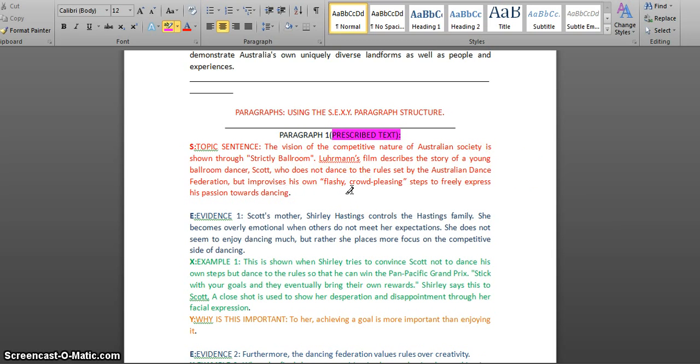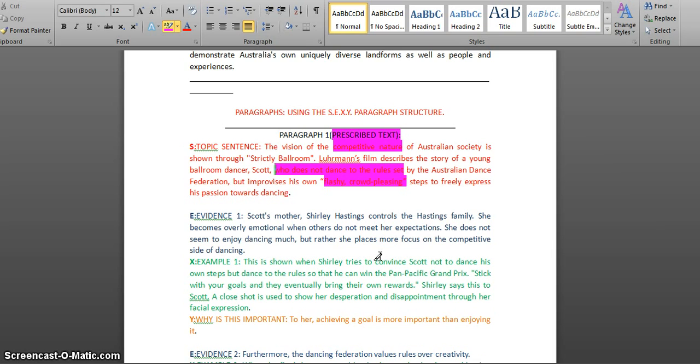But he says that he's going to talk about, obviously, the competitive nature of Australian society. And then he talks a little bit about what is the conflict in the film. So that is that Scott is showing these flashy, crowd-pleasing steps to express his passion, and he does not dance to the rules set by the Australian Federation. So that is his line of argument for his first paragraph. Now, what is the evidence of this? Now he needs to talk about things that happen in the movie that shows this.